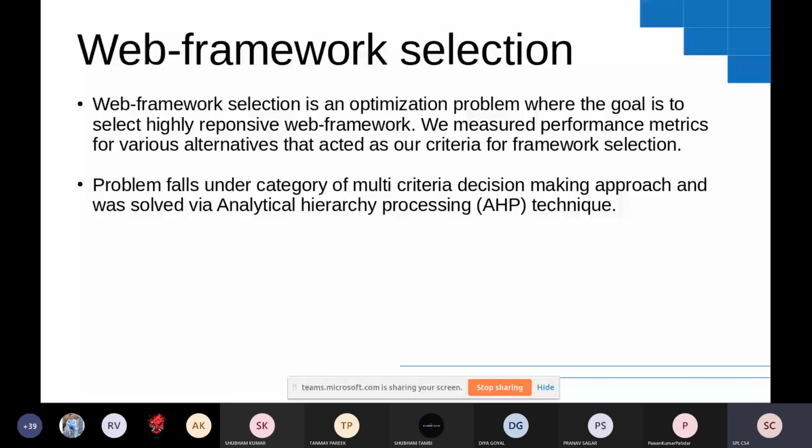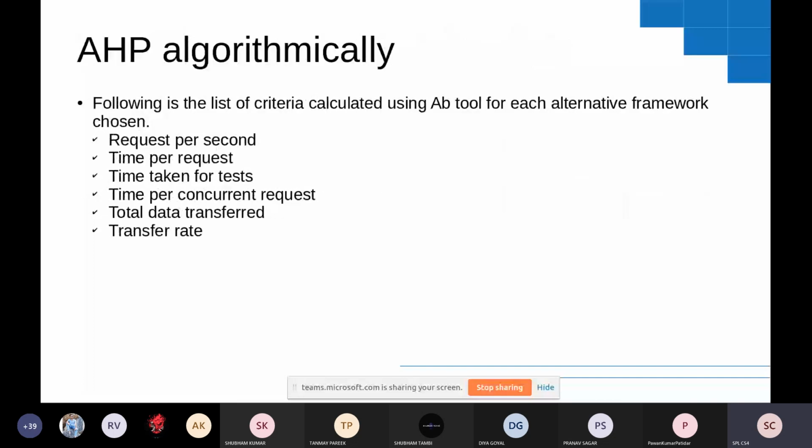Following could be the list of criteria calculated using something we will encounter, like the AB tool or Apache benchmarking tool, for each alternative framework. Now see what are the criteria I'm thinking of for comparing web frameworks. Requests per second that it could receive. What is the time per request? What is the time taken for tests? Time per concurrent request, total data transferred.